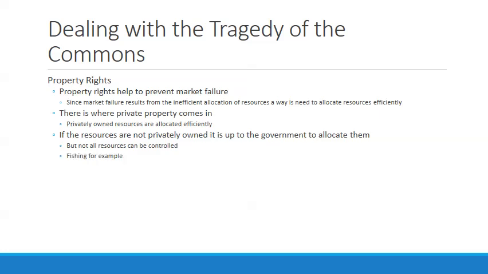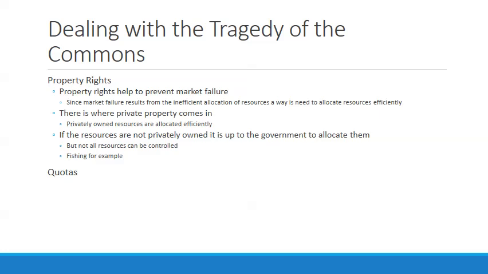We can't do that. So when you think about fishing, for example, or other types of resources like that, those types of resources simply cannot be purchased. So there's no way, of course, to allocate those resources efficiently from a property rights perspective.